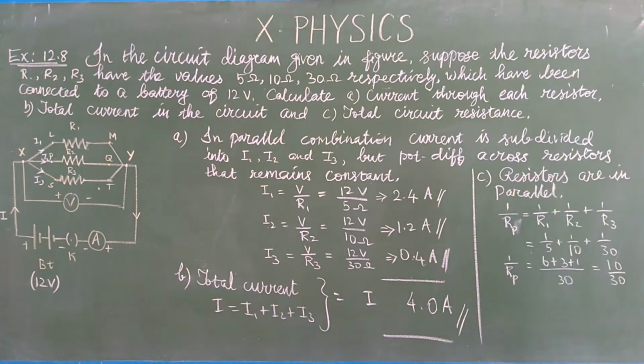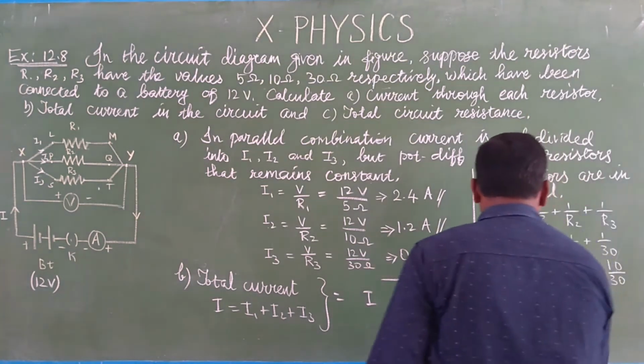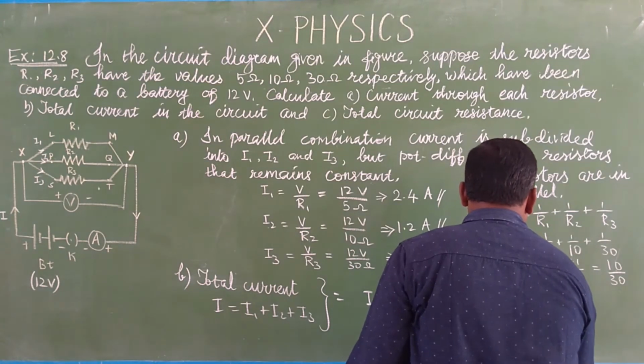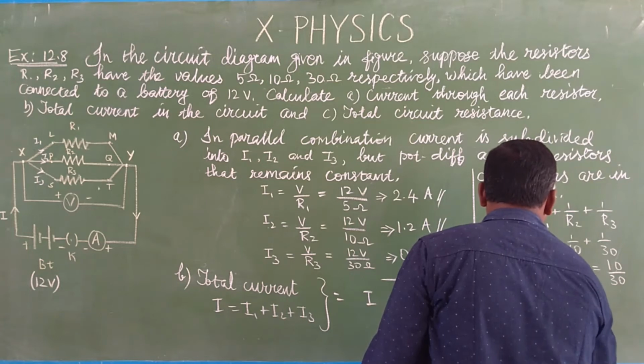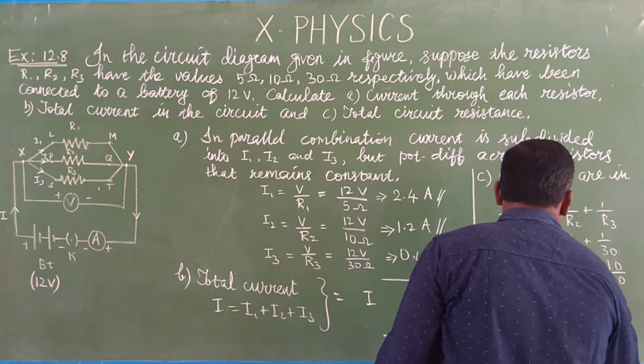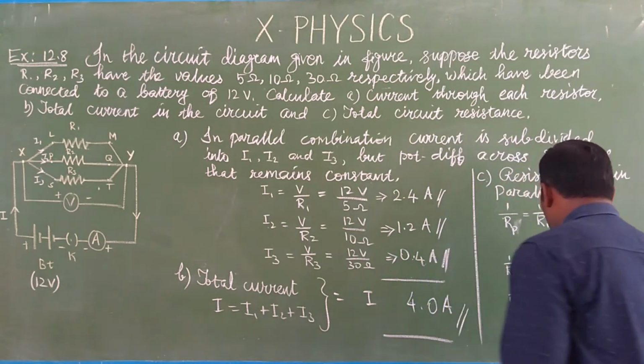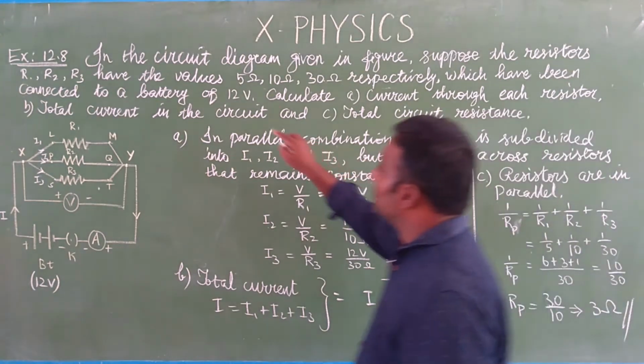But we want the total circuit resistance, so take the reciprocal on both sides. So the total circuit resistance in parallel is equal to 30 by 10, which is equal to 3 ohm. Now compare this 3 ohm with the individual resistances.